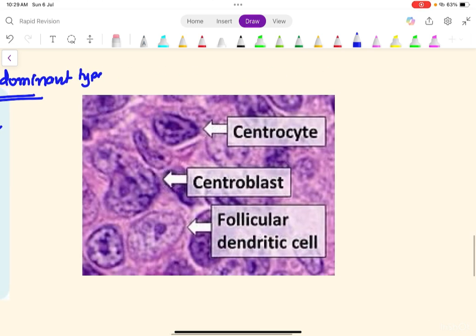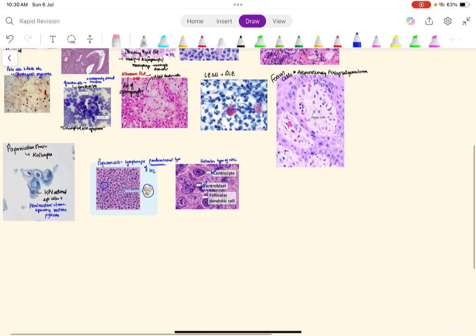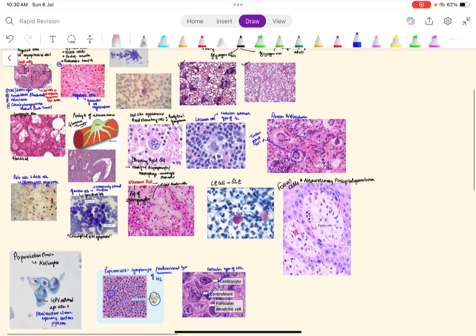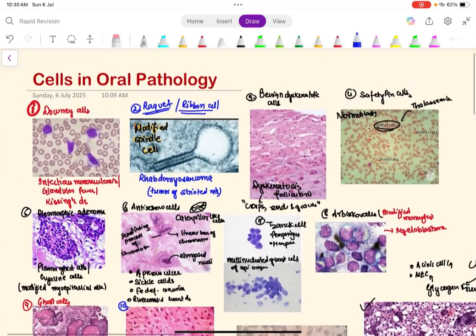Now look at this. This is something which I added with the labeling so that specifically you know. So these are basically to indicate centrocytes and centroblasts. This is present in the follicular type of non-Hodgkin lymphoma. Okay, yeah. So I think I've covered most of it. So this basically completes the table that is given for different cells in oral pathology.